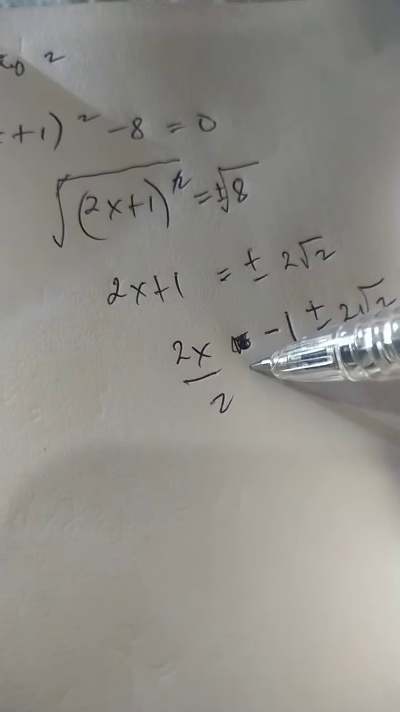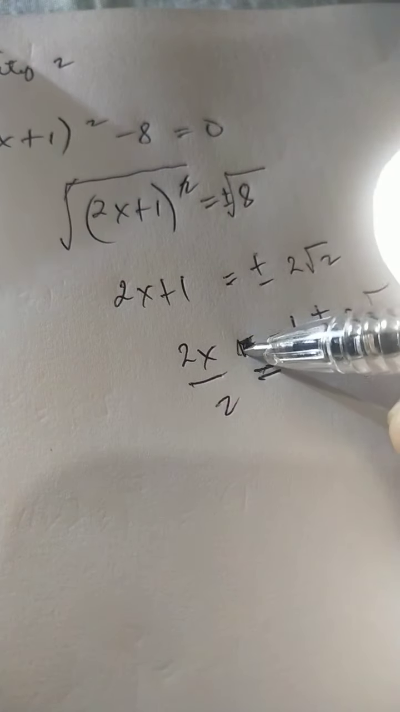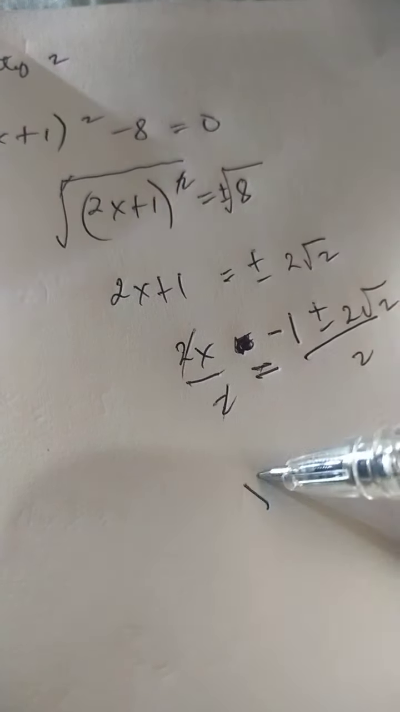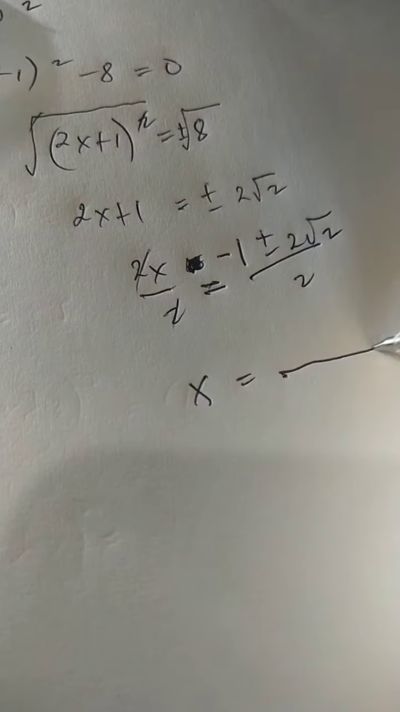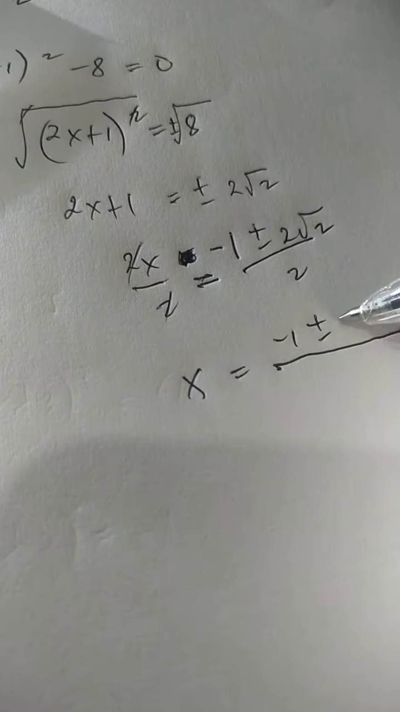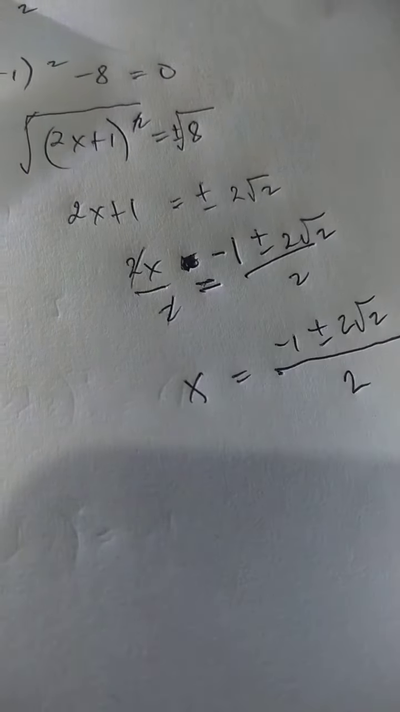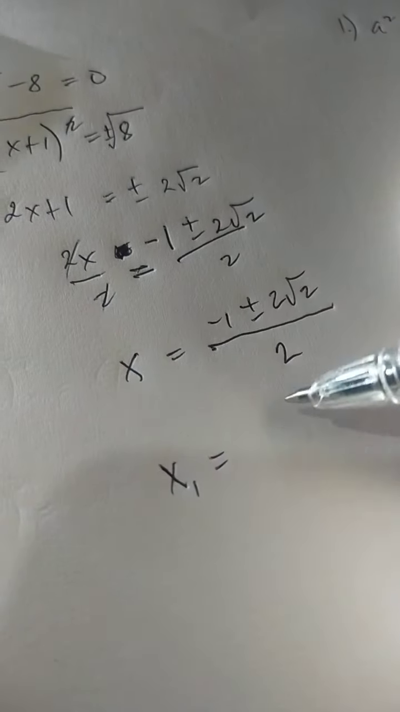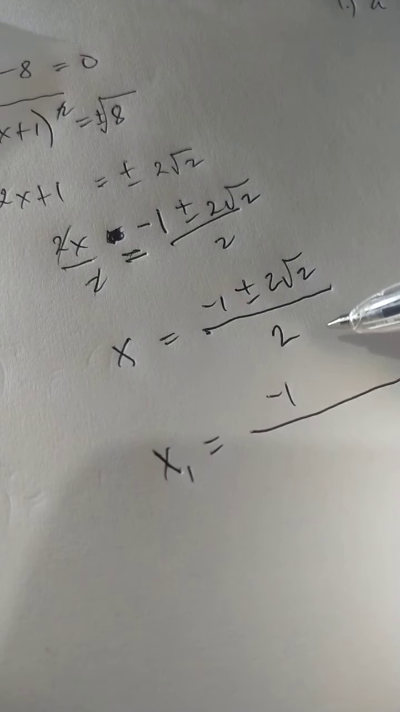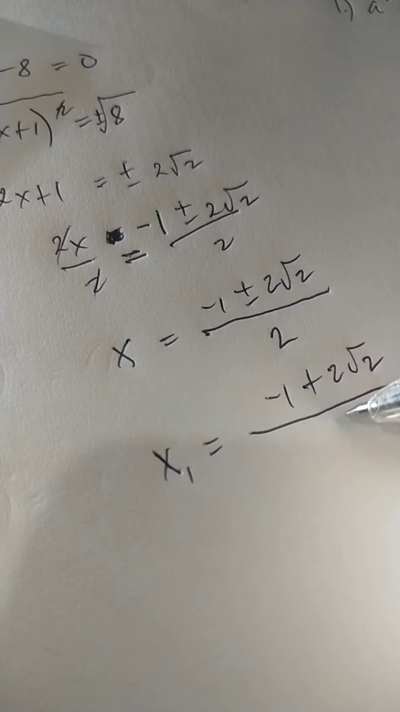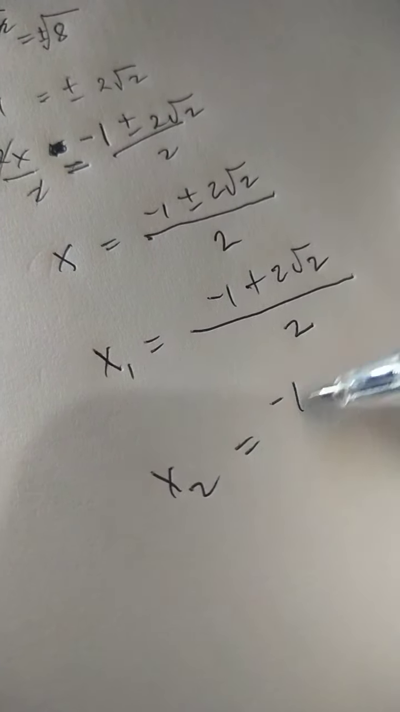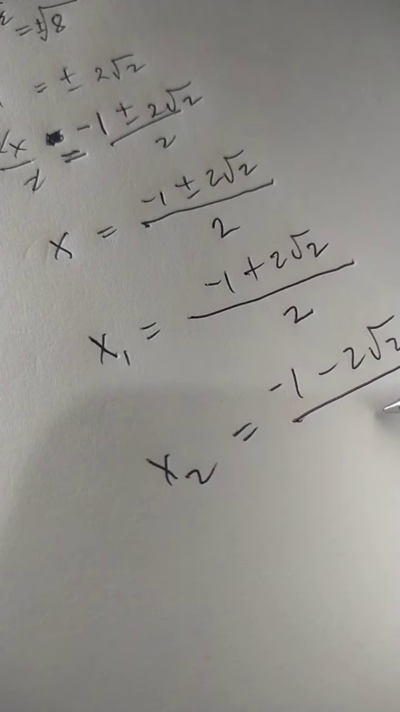Dito dapat yan ang sign ay nandiyan sa gitna, ay ang equal sign. Okay, so we cancel it. 2 divided by 2 is 1 times x is equal to negative 1 plus or minus 2 is square root of 2 all over 2. Okay, kunin natin yung x sub 1 natin, split natin ito, that is negative 1 plus 2 is square root of 2 all over 2, or we have the x sub 2 is equal to negative 1 minus 2 is square root of 2 all over 2.